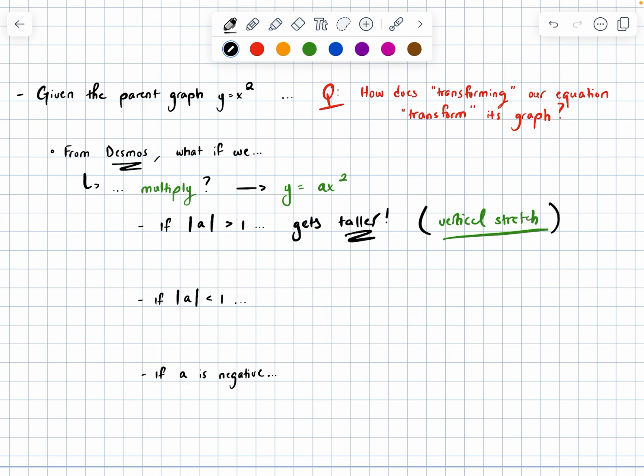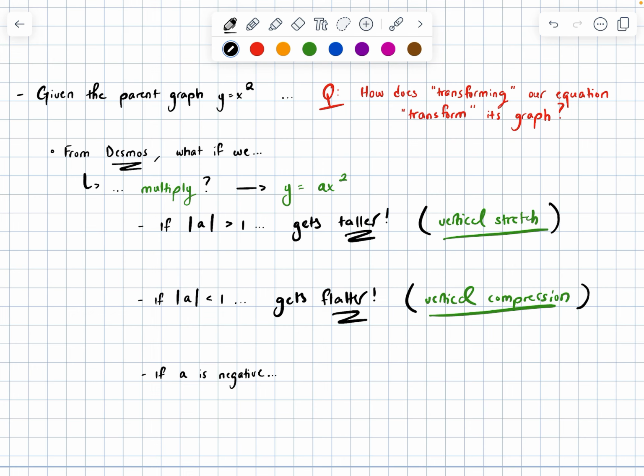If the value of a was smaller, though, the closer we got to 0, either a small positive number or a small negative number, rather than getting taller, we saw that our graph was getting smushed towards the x-axis, and in so doing, it became a little bit flatter. Here, rather than stretching it vertically, we said it shrunk vertically. Our formal terminology that we used here, we called this a vertical compression. It was being pushed towards the x-axis.